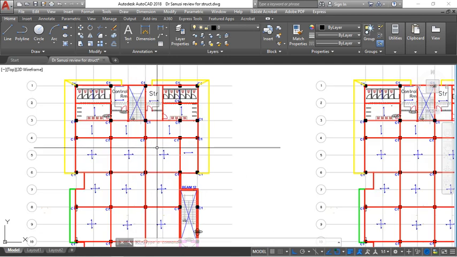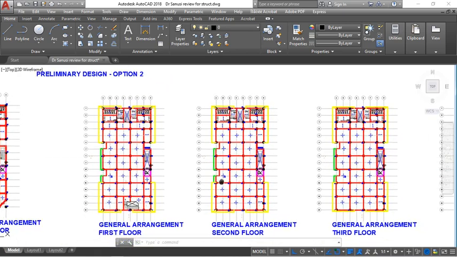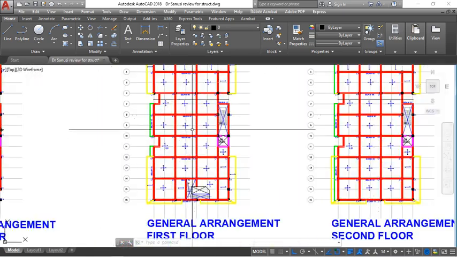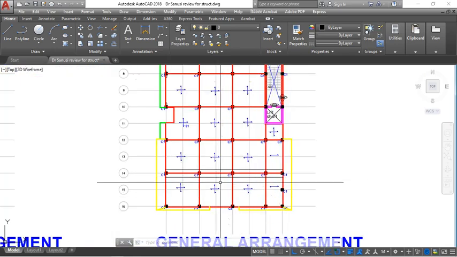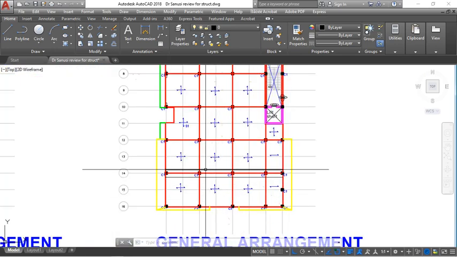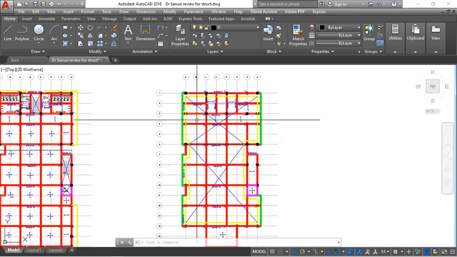Then construction will be quicker and faster considering the beam and slab kind of arrangement, aside from the fact that you will have some challenges when you get to the roof level if you want to make this kind of arrangement where you have all this slab.